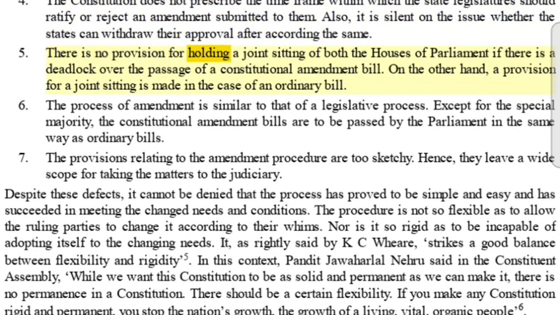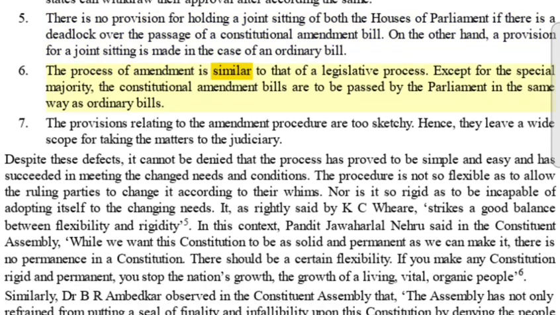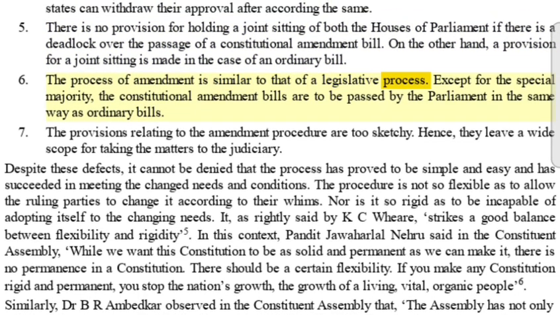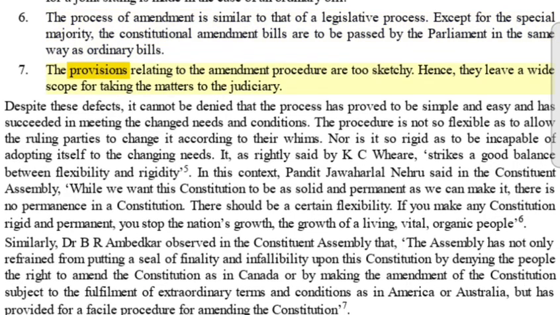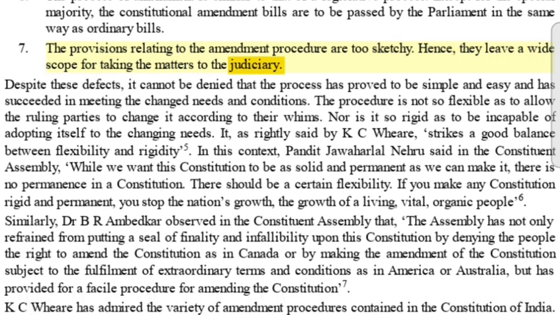There is no provision for holding a joint sitting of both the Houses of Parliament if there is a deadlock over the passage of a constitutional amendment bill. On the other hand, a provision for a joint sitting is made in the case of an ordinary bill. The process of amendment is similar to that of a legislative process. Except for the special majority, the constitutional amendment bills are to be passed by the Parliament in the same way as ordinary bills. The provisions relating to the amendment procedure are too sketchy. Hence, they leave a wide scope for taking the matters to the judiciary.